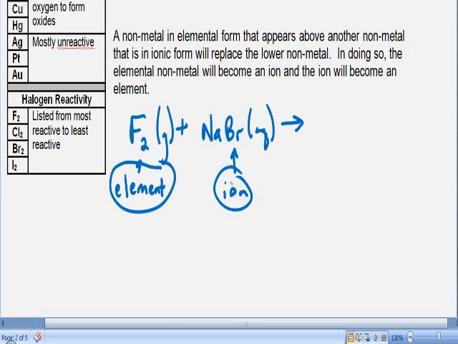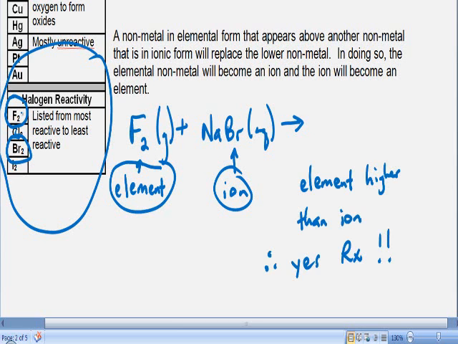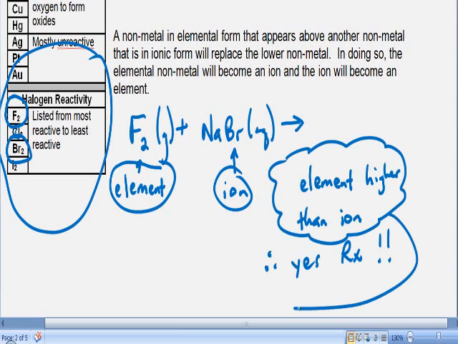Now there's a second part on the activity series that focuses specifically on nonmetals, so we still need to check, is the element higher up than the ion in the activity series to see if the reaction will occur or not. In this case, looking for fluorine, we find that fluorine is higher up than bromide in the activity series. Because we see the element is higher than the ion that will get replaced in the reaction, this would be that yes, then a reaction does occur.